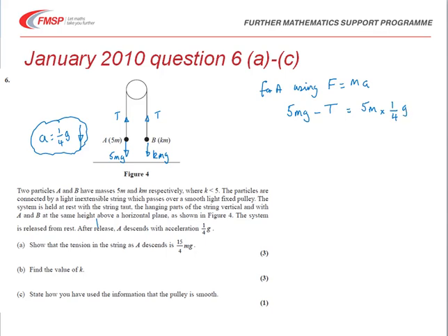And rearranging that, t is equal to 5 mg minus 5 mg over 4, and that is then, well, 5 mg is 20 mg over 4, so in total we've got 15 mg over 4. So that's what we've been asked to show in the first part of the question.